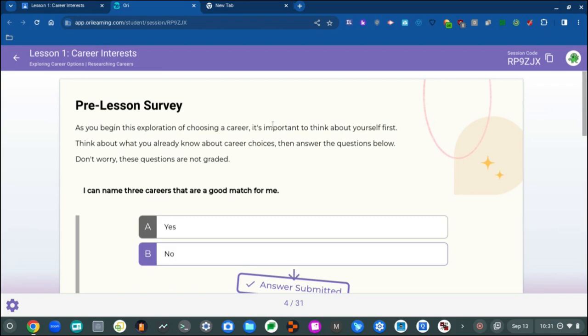Out of this, it says eight of you already have three career choices that are a good match. Right? Five of us do not.